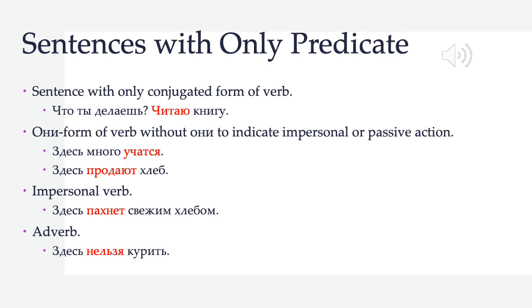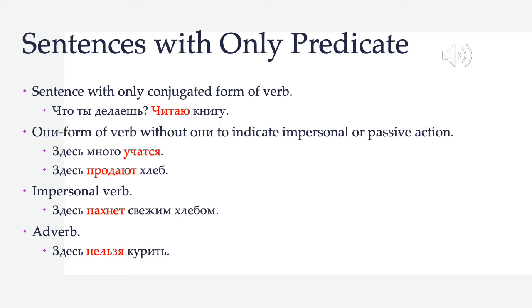Another very common subjectless sentence in Russian that only contains the predicate without the subject is to use the они form of a verb without the pronoun они to indicate impersonal or passive action. For example, здесь много учатся. A lot of studying is done here, or people study a lot here. But there's no subject. We don't use они or студенты or anything like that.